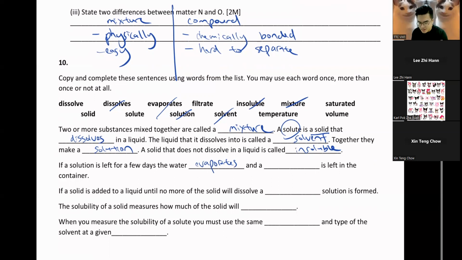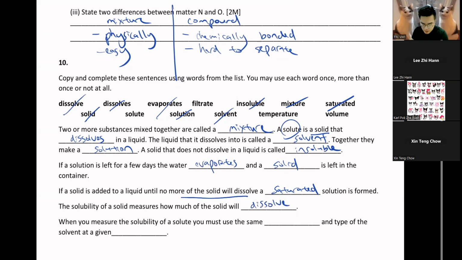And solid is left in the container. Okay, so if a solid is added to a liquid until no more of the solid will dissolve, you add until full, a saturated solution is formed. That means full. The solubility of a solid measures how much of the solid will dissolve.